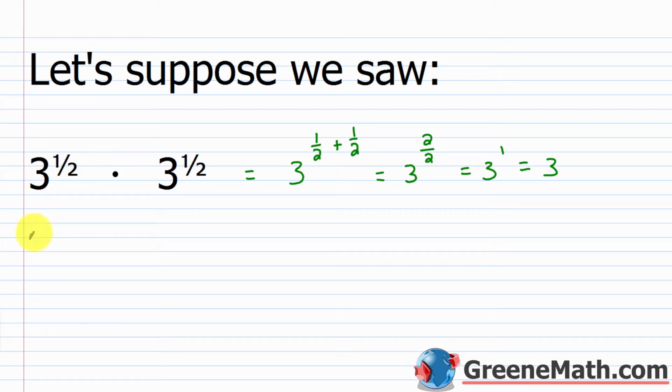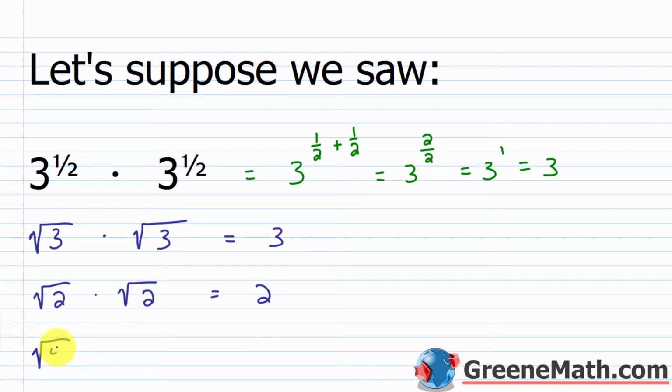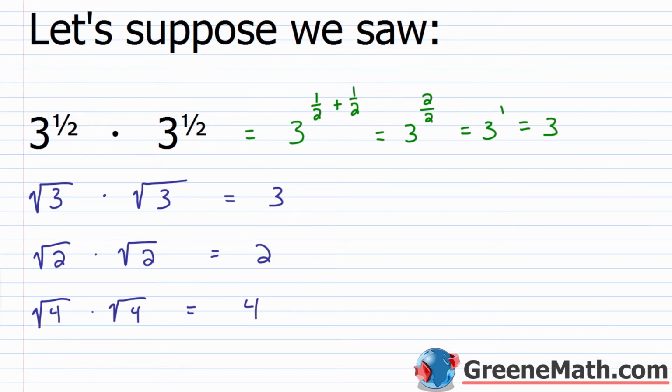Because the square root of 3 times the square root of 3 is going to equal what? At the end of the day, it's going to equal 3. Square root of 3 times square root of 3 is 3. Square root of 2 times square root of 2 is 2. Square root of, let's say, 4 times square root of 4 is what? It's 4. And we know this one because the square root of 4 is a rational number. This would be 2 times 2, which we know is 4, right? So we can prove the rule by looking at that.